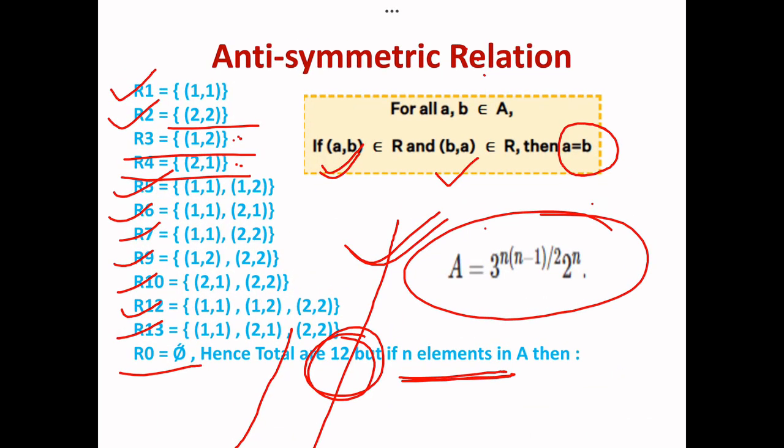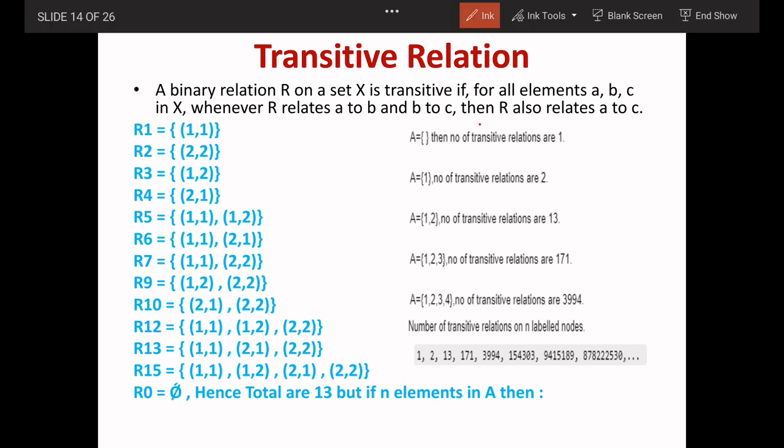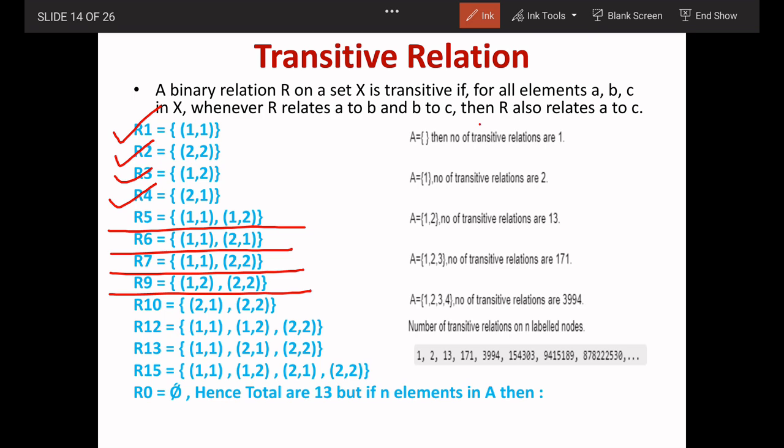So transitive relation. The first one is a transitive relation because nothing is here. 2 is transitive, 1 is transitive, 2 is transitive. Now you can see this one is also transitive, this one is also transitive, and this one is also transitive. So we solved many questions. One by one you can argue why this is transitive. Now you can see here (1, 2) belongs to R, (2, 2) belongs to R, so (1, 2) is also belonging to R.